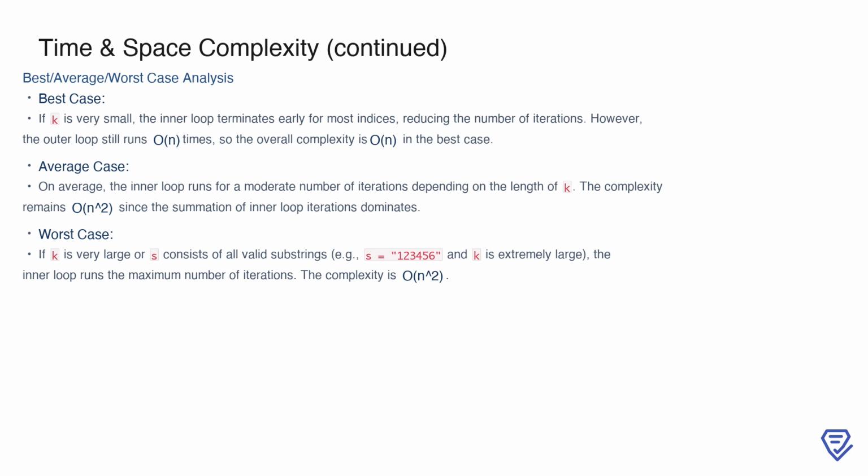In the average case, the inner loop typically runs for a moderate number of iterations, depending on k and the structure of the string. However, summing these iterations across all indices still results in O(n squared), as the nested loop dominates. In the worst case, when k is very large or when the string contains only valid substrings, the inner loop runs the maximum number of iterations for every index. This gives us the maximum number of operations, and the time complexity remains O(n squared).